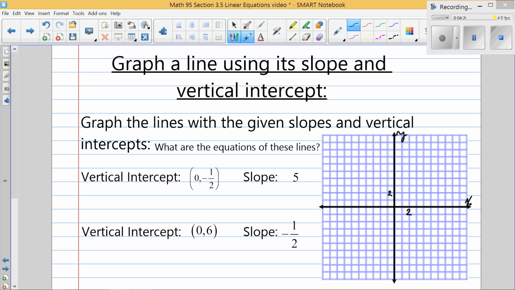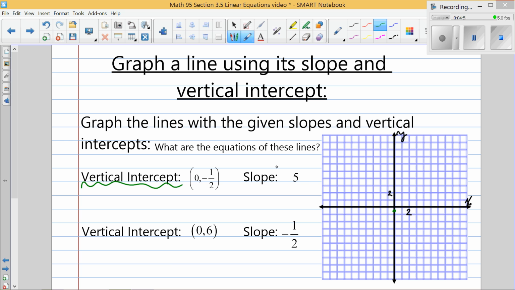As I look at this first line, I have a vertical intercept of negative 1/2. So I'm going to grab a color. I like green. This one will be my green line. And I'm going to put my vertical intercept at negative 1/2. Now, I'm clearly not at exactly negative 1/2. I am guessing a little bit as to where this location is.